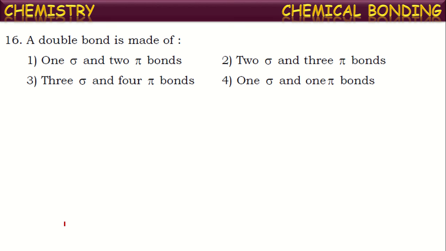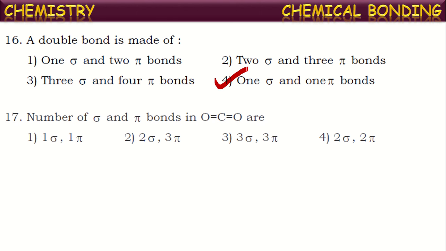A double bond is made up of. If any two atoms are forming any bond, first they form a sigma bond. And if it is a double bond, it should contain one sigma bond, the remaining bond will be pi bond. Now we can say a double bond consists of one sigma and one pi bond. This is correct. Next one.